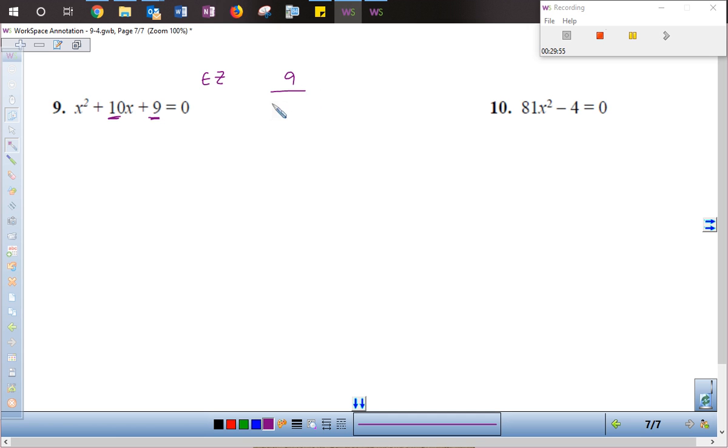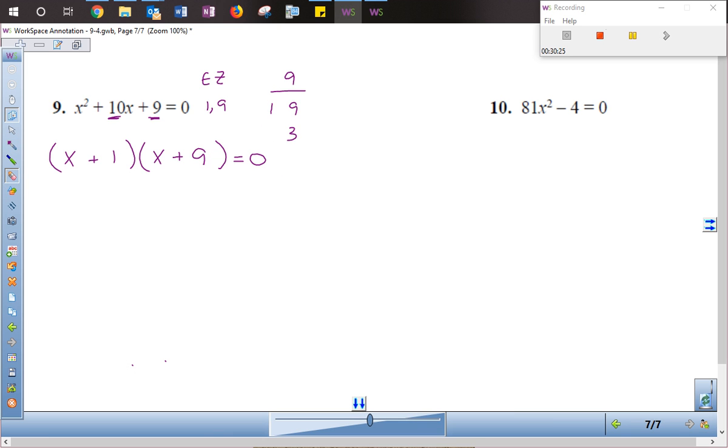So if I were to list out the factors of 9, I have 1 and 9 and 3 and 3, and the two that add together to be 10 are 1 and 9. So all we have to do is break up our trinomial into two binomials. The first term in each binomial is the variable that you're using, so x. The second term in each binomial are your factors, a positive 1 and a positive 9. Now we bring down our equal 0. So I have the quantity of x plus 1 times the quantity of x plus 9 equals 0.